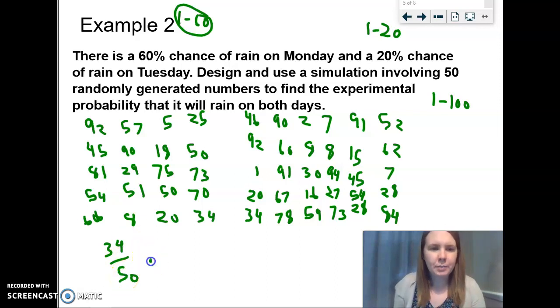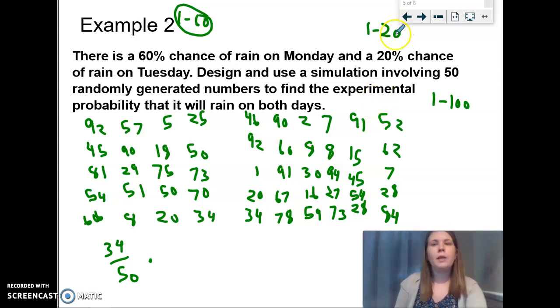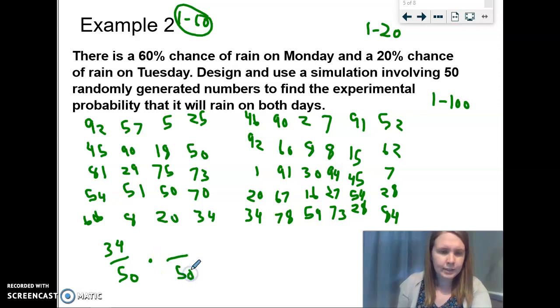Okay, so that's my probability of Monday being rainy. Then my experimental probability, okay, because there's a theoretical probability of 60% chance. We're talking about the experimental, so once we went in and did an experiment. So now I'm going to go through and count all the numbers that are 20 or less. Again, you had 50 different trials, so let's count all my numbers. This might be a little easier.